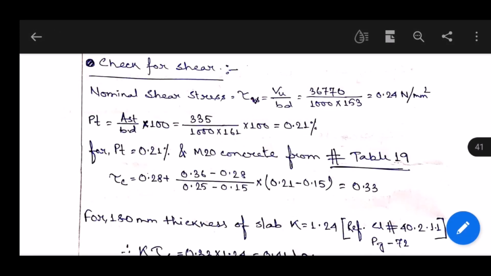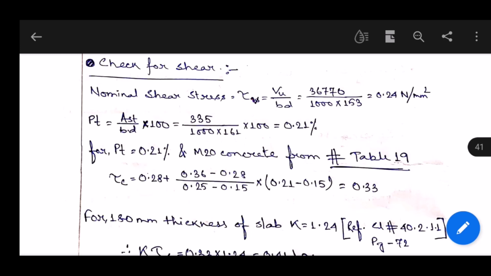So now we have to interpolate. Now tau c is equal to 0.28 plus (0.36 minus 0.28) over (0.25 minus 0.15), multiplied by within bracket (0.21 minus 0.15). The value will be 0.33. So the tau c value is 0.33.